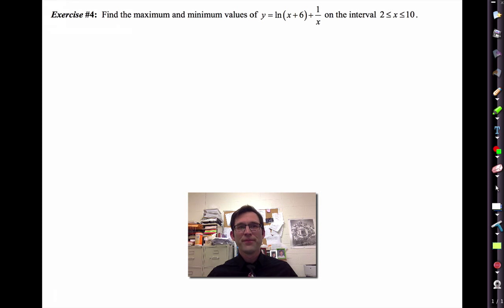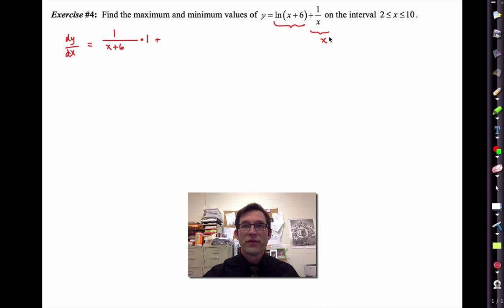All right, let's go through it. So, got to find the maximum and the minimum values here. Nothing particularly tricky. I'm going to find dy dx, and I'm going to do it in red. All right, so to find the derivative of ln of x plus 6, we're going to use the chain rule. That will be 1 divided by x plus 6. I would then have to multiply it by the derivative of the inner function due to the chain rule, but that's 1.